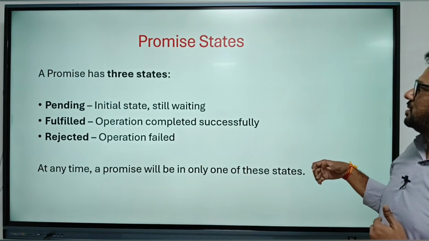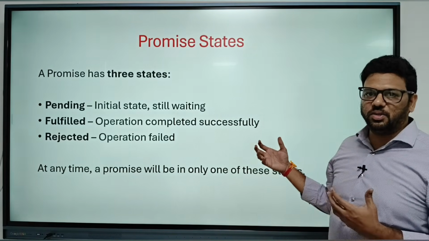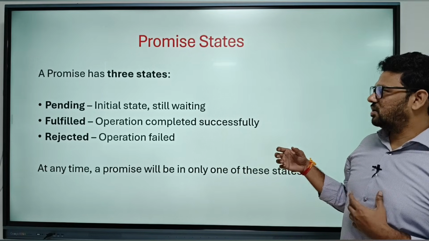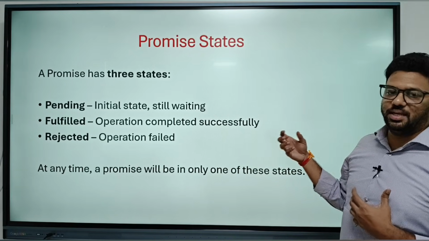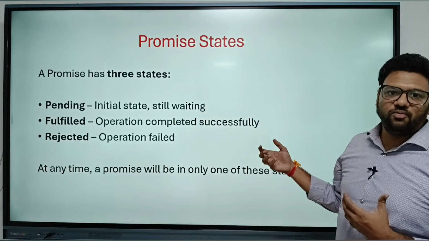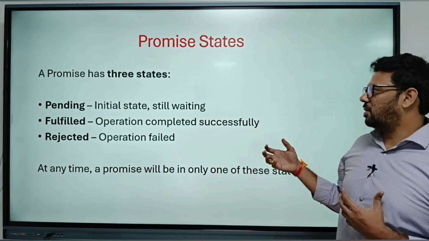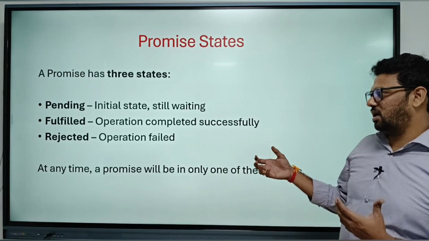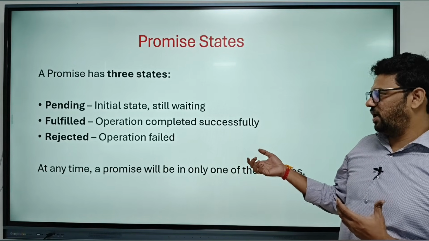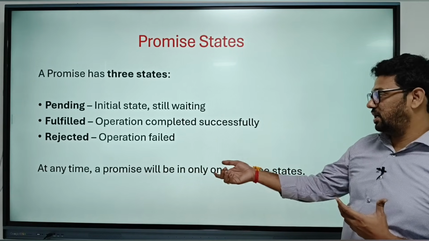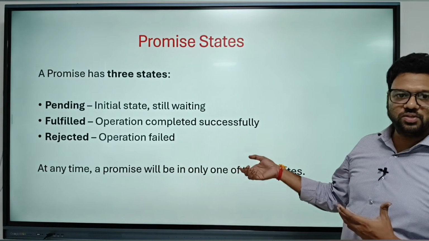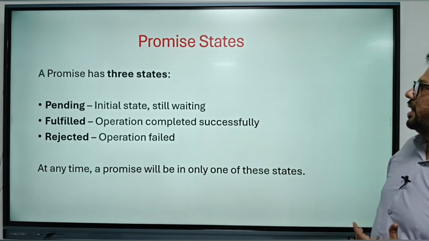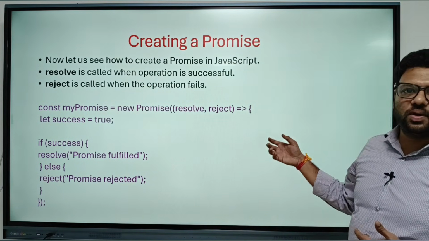Next, the states. A promise has three states: pending, fulfilled, and rejected. Pending is the initial stage, while we are waiting for the order. Fulfilled means the operation is completed successfully. Rejected, as the word mentions, means the operation failed. At any point of time, the promise is in only one single state during this flow of execution.